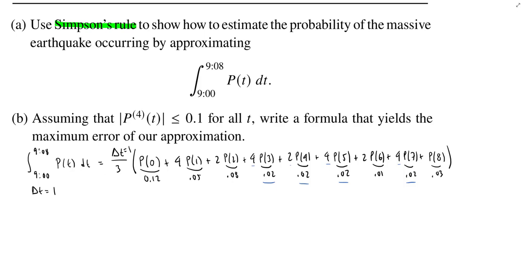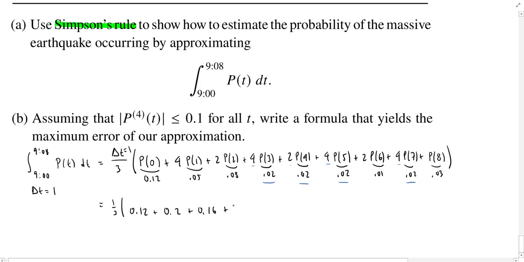So let's see here. We have 1/3, we have 0.12. Okay, 4 times 0.05 is going to be 0.2, so 0.2. Then we have 0.02 times 0.08 is 0.16. Then we had 14 of these, so that's 0.28. We have 2.01, so that's 0.02. And then we have a 0.03 with no weighting. Well, it's a 1 weighting.